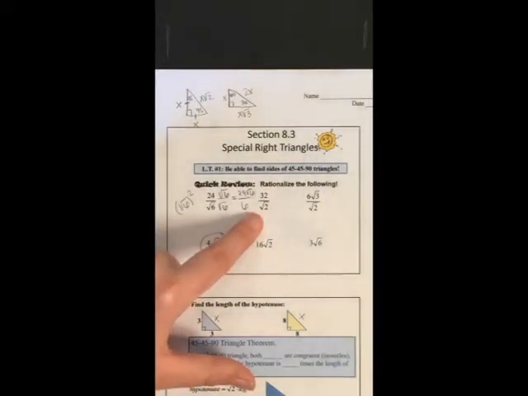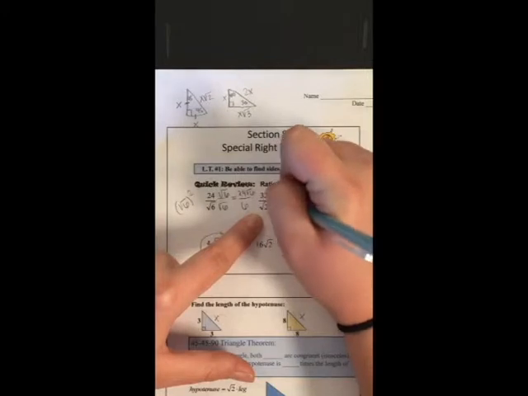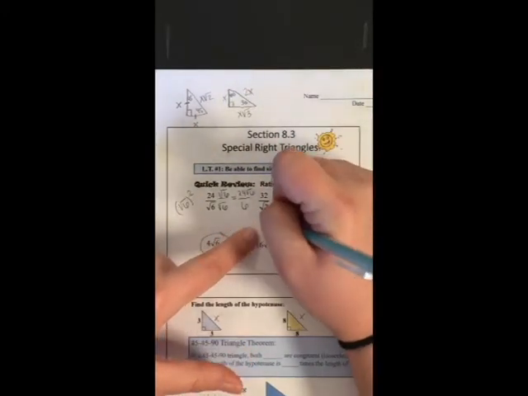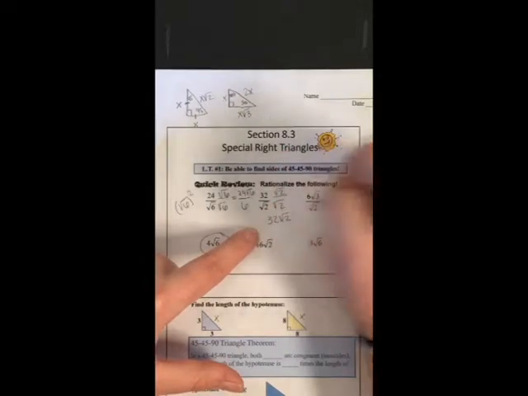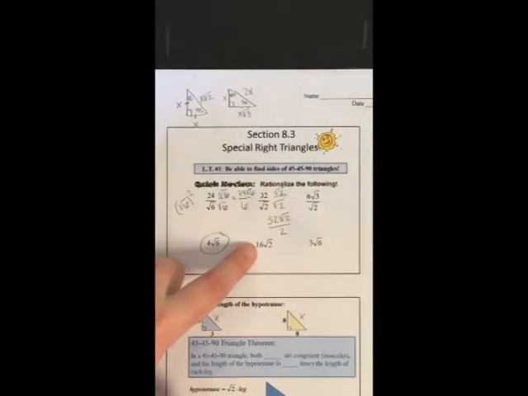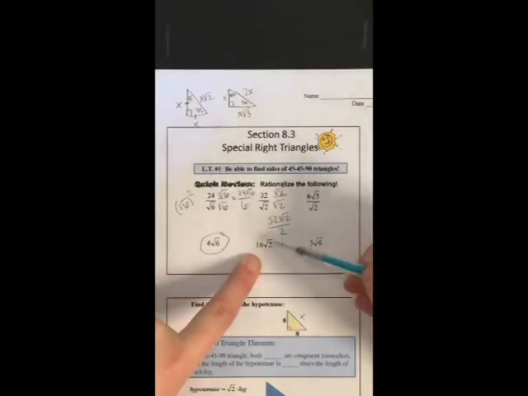So on the next one, I need to multiply by the square root of 2 over the square root of 2. So on the top, I have 32 square root of 2. On the bottom, square root of 2 times the square root of 2 is just positive 2. 32 divided by 2 is 16, and then I have the square root of 2 left over.